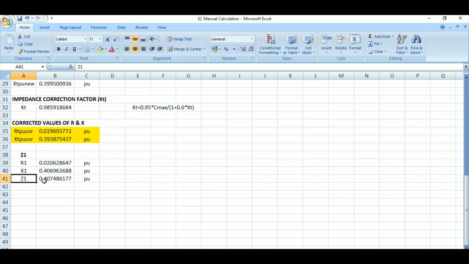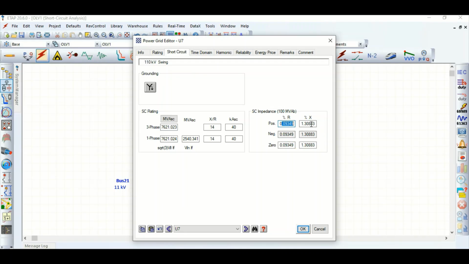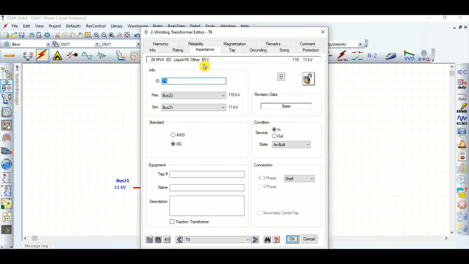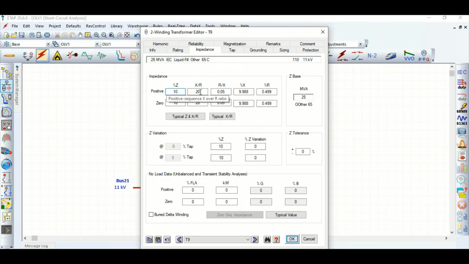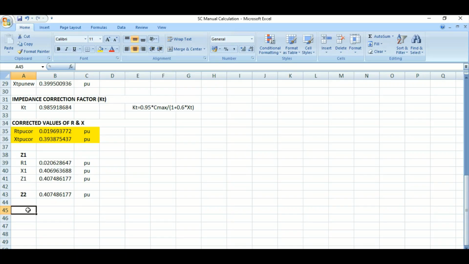So we have got the value of Z1, and what is the value of Z2? Z2 equals Z1 only in this case, because if you see in ETAP also, the positive sequence resistance and reactance values are the same as the negative sequence resistance and reactance. Also for this transformer, if you check the impedance part, the positive sequence resistance and reactance values are mentioned. There is no negative sequence because this is a static device, so they have not considered it, and zero sequence impedance is considered here. Z1 and Z2 we have found out.